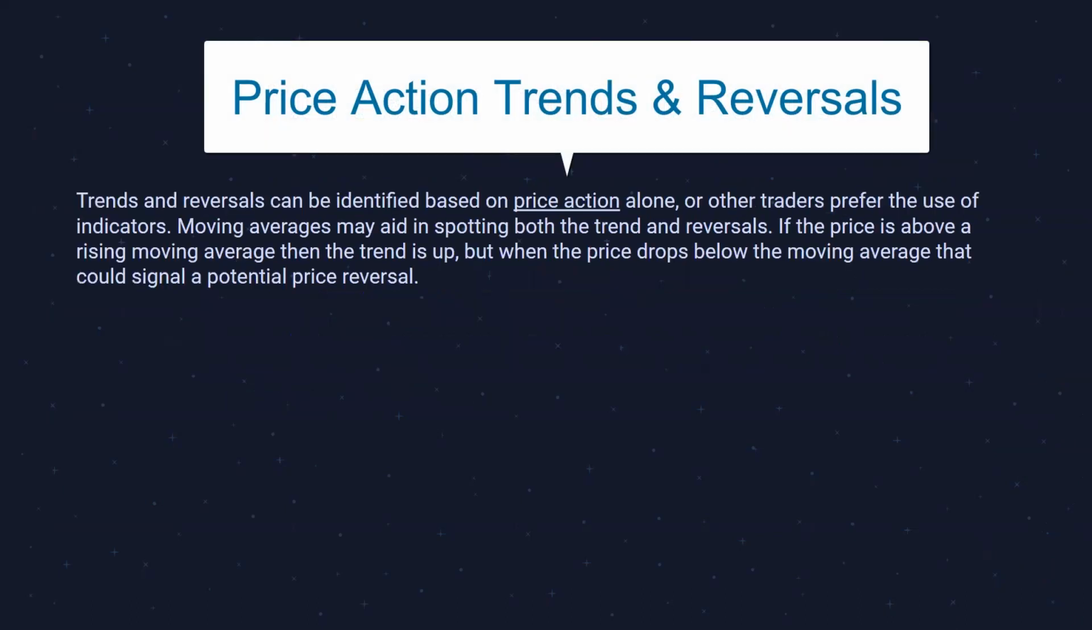All right, trends and reversals can be identified based on price action alone, or other traders prefer the use of indicators. Moving averages may aid in spotting both the trend and reversals. If the price is above a rising moving average, then the trend is up. But when the price drops below the moving average, that could signal a potential price reversal.